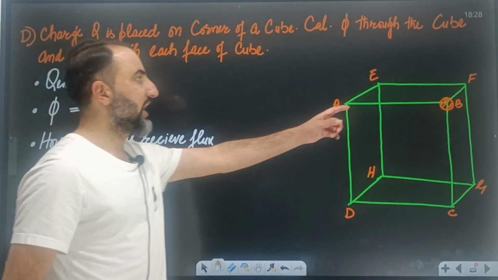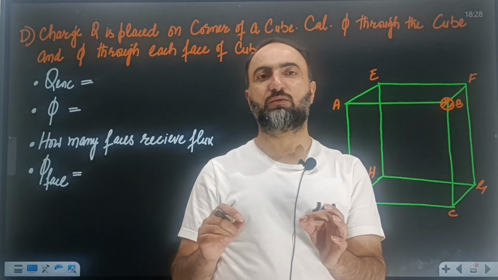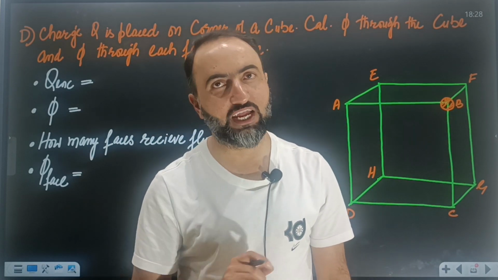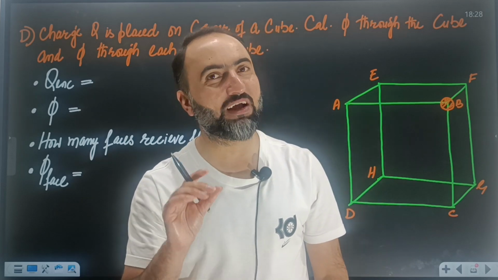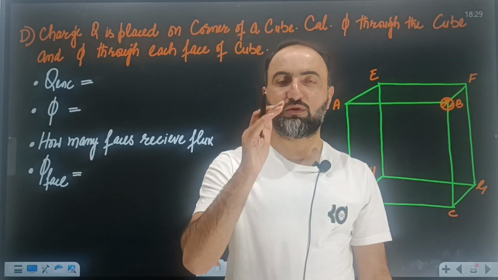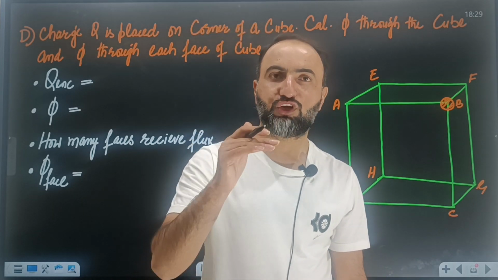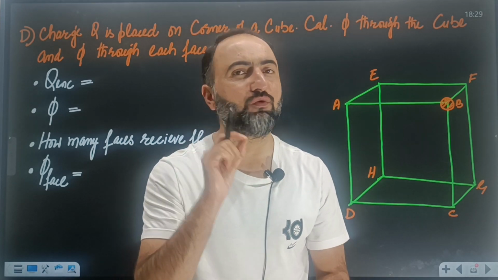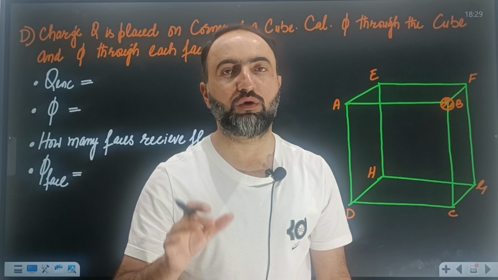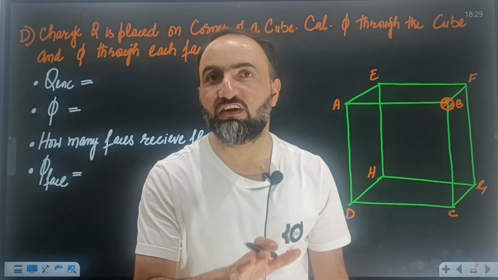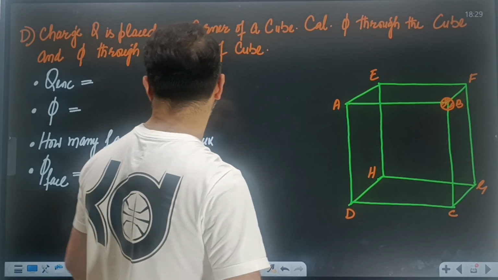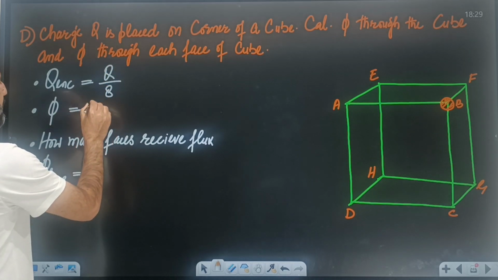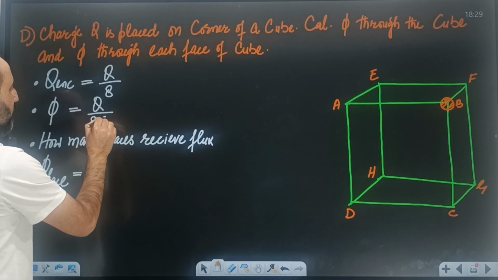Charged particle is placed at the corner. Out of this charged particle, the charge that's enclosed in this cube will be only Q by 8. It will be equally shared by 8 different cubes. Or like this, if there are 8 electric field lines coming out of this charge, only one electric field line will pass through this cube. The 7 electric field lines will escape the cube, they will go out of the cube. So that means the charge enclosed here is Q divided by 8. Flux is Q divided by 8 epsilon naught.